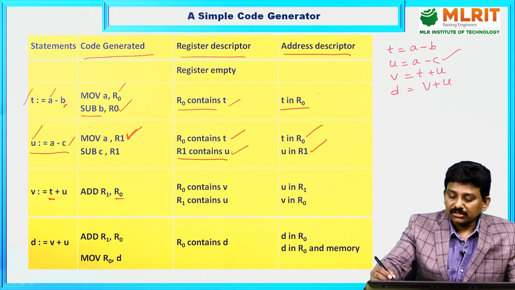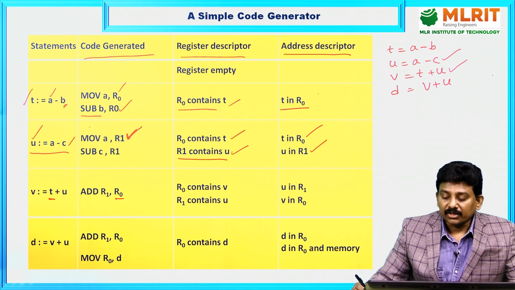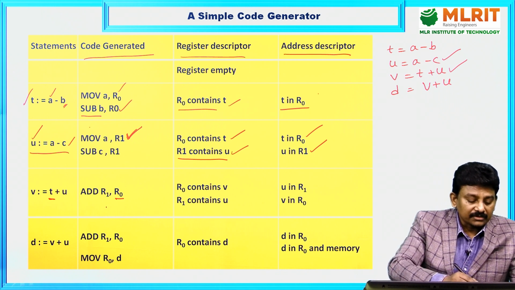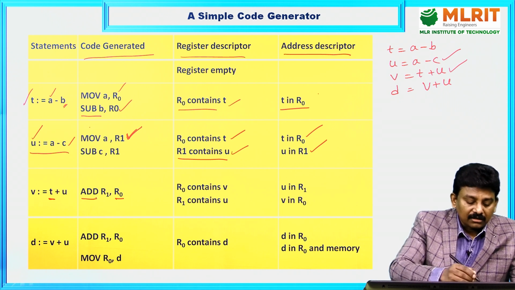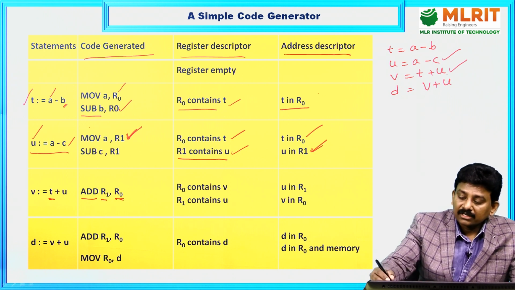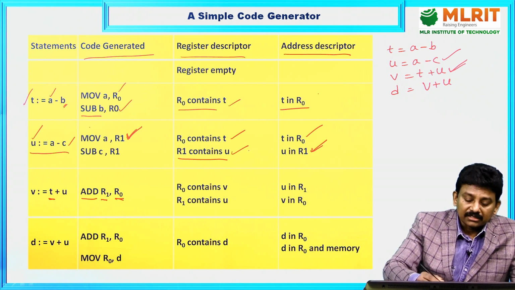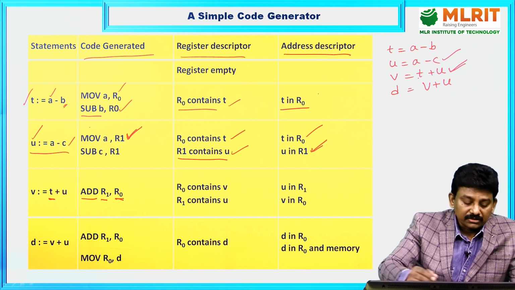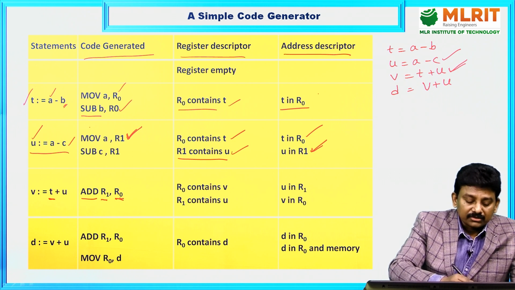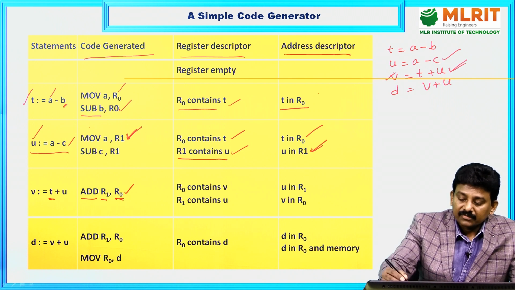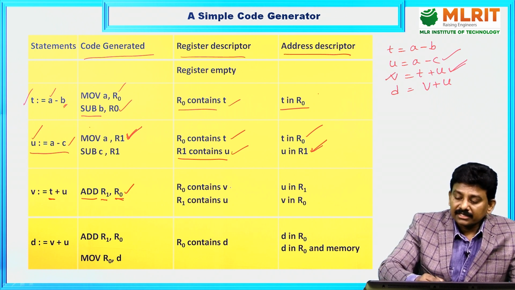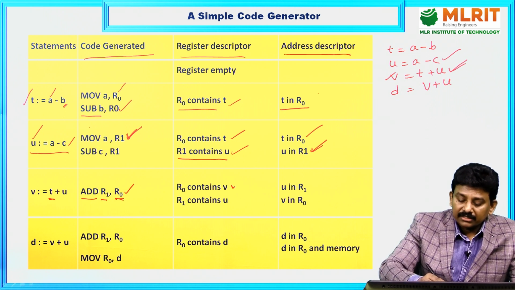Next, third statement, v is equal to t plus u. Now we have to add t and u and store the result in v. Mnemonic add r1 comma r0. r1 containing u, and r0 containing t. So adding t plus u, the result will be stored in r0. r0 containing what? v. The result is stored in v. So variable v containing t plus u. So r0 will contain v.